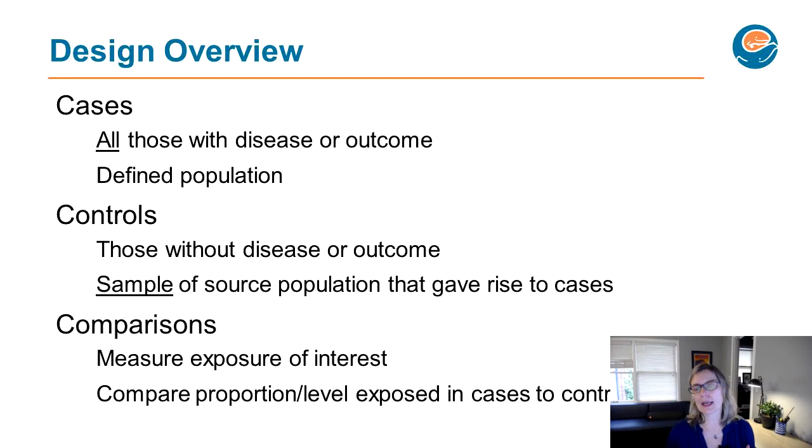And then you want to get a group of controls, or individuals who did not have that outcome. And we want to get a sample. We're not going to take everybody, because the number of live births in Washington state over the last 3 years is way, way more than we need. We just need a sample of them. So maybe we get 1 to 4 controls for every case that we have. And then we compare them, and from these comparisons, we estimate associations.